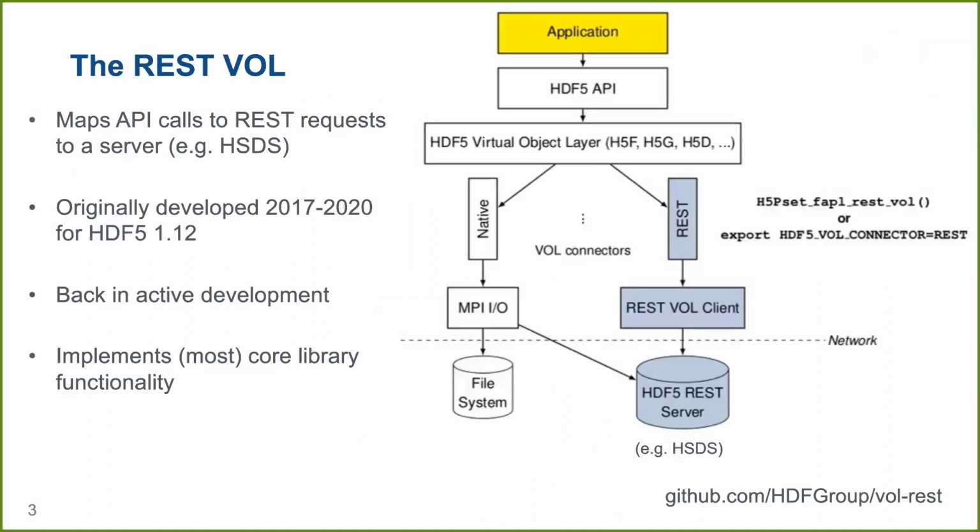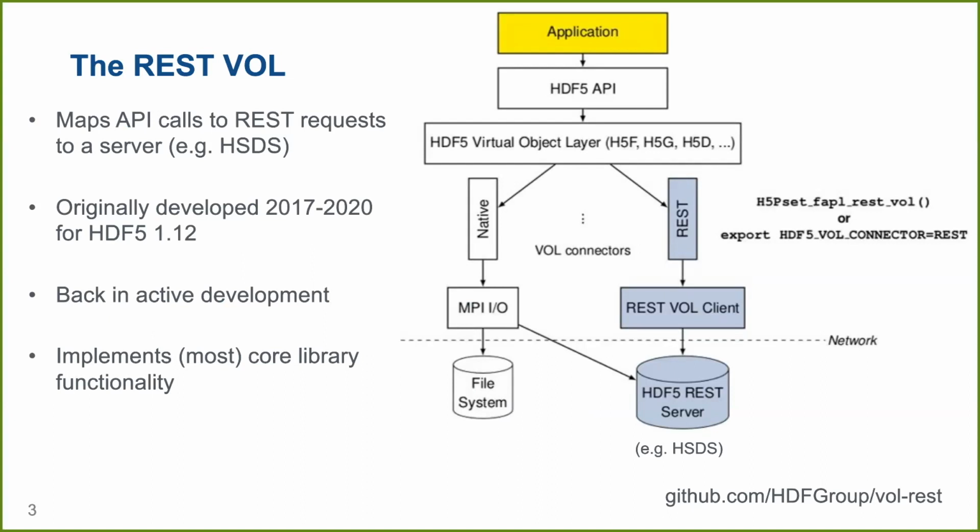The REST VOL in particular is a VOL connector that maps API calls, which create files and other objects, to REST requests that get sent to an external server. Typically, this is going to be an HSDS instance, and I'll talk about HSDS in a minute, but in principle, you could write your own server that handles these requests and implements storage somehow.